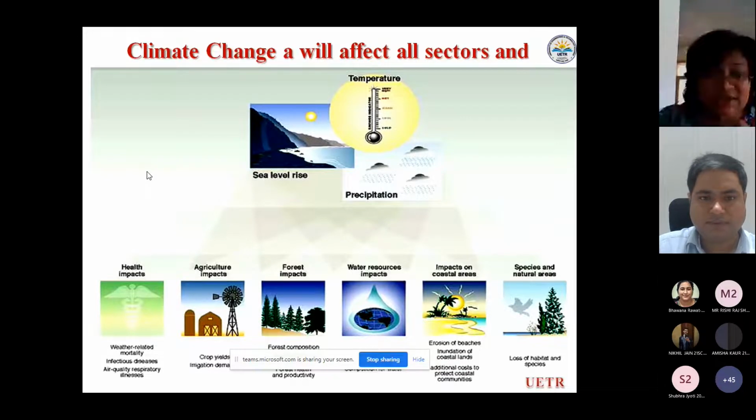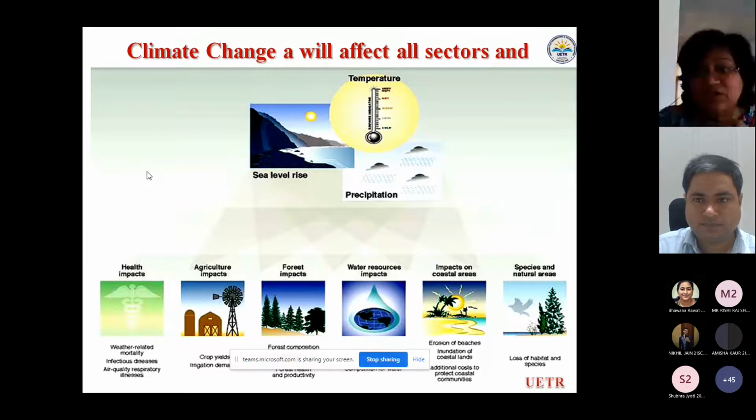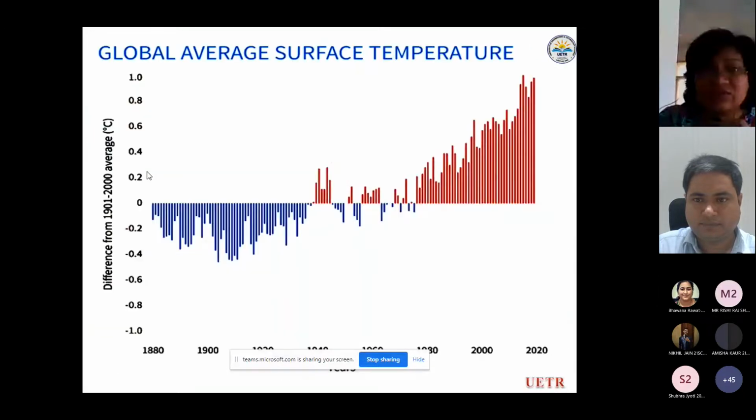Impact on sea level rise, impact on human health, impact on the agriculture sector, impact on forests, impact on water resources, impact on coastal areas, species and natural areas. So, the global average surface temperature, as I have already told you, is only 15 degrees centigrade, but when we say it is going to increase by 1 degree centigrade, that is a drastic change in this temperature. It is sufficient to melt the glaciers very rapidly. It is sufficient for flooded conditions. It is sufficient to change all the precipitation patterns.